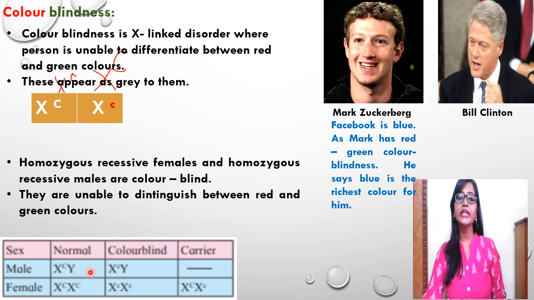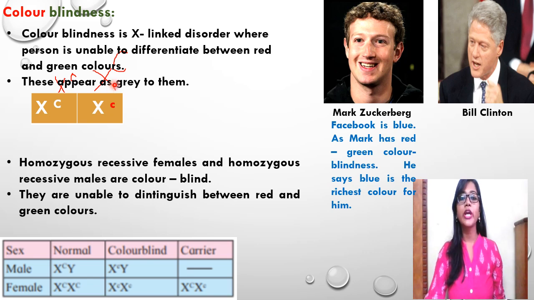Now the dominant X-linked gene, that is capital C, on the X chromosome, is necessary for the formation of color sensitive cells in the retina of the eye. That gene, capital C, is very necessary for the formation of the color sensitive cells present in the retina of the eye. Thus the genotypes of the male and female individuals can be represented. Now these are the genotypes.